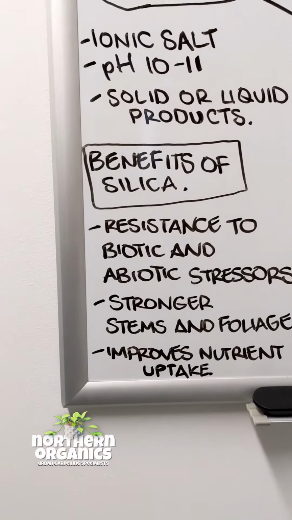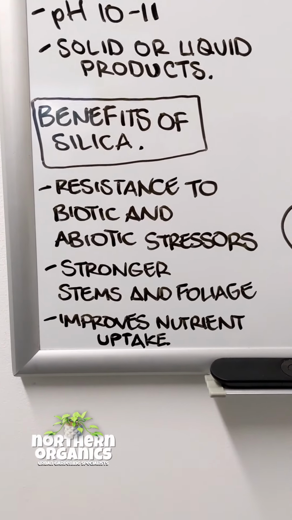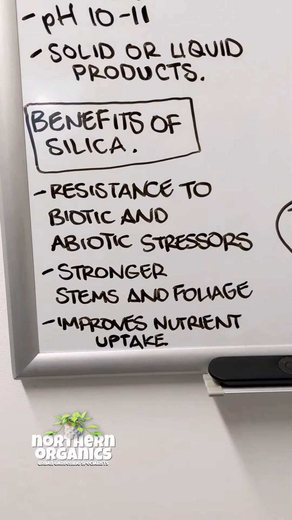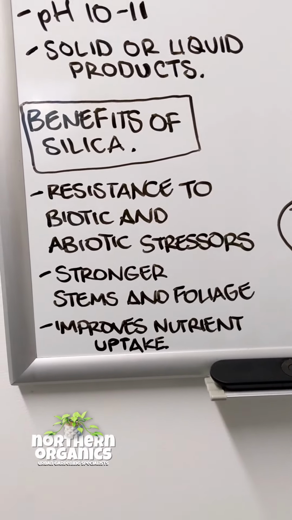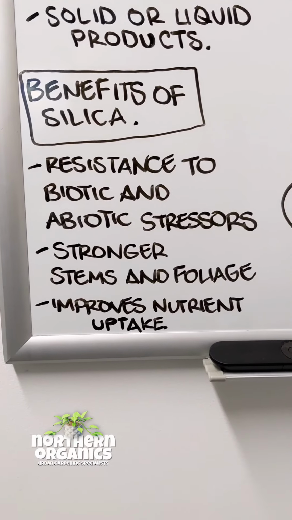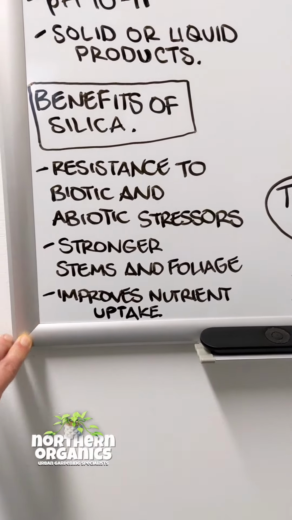Plants absorb silica in only one form that we know of, and that's in the form of monosilicic acid, which is also sometimes referred to as orthosilicic acid. Plants that are treated with silicic acid will display an increased resistance to biotic and abiotic stresses such as pests, pathogens, or drought conditions and soil salinity, as well as demonstrating stronger stems and foliage and improved nutrient uptake.